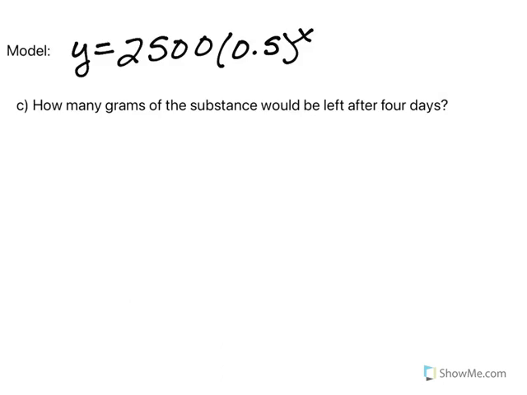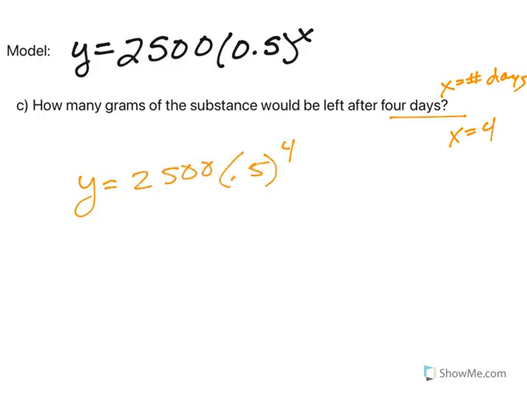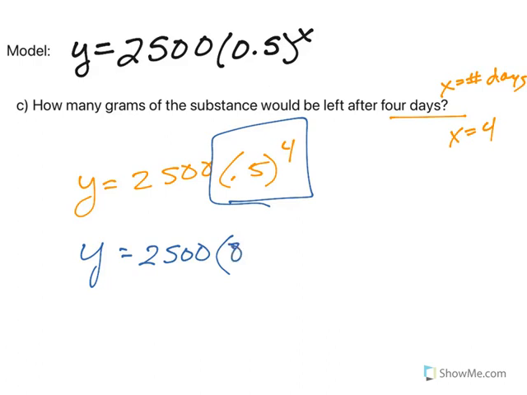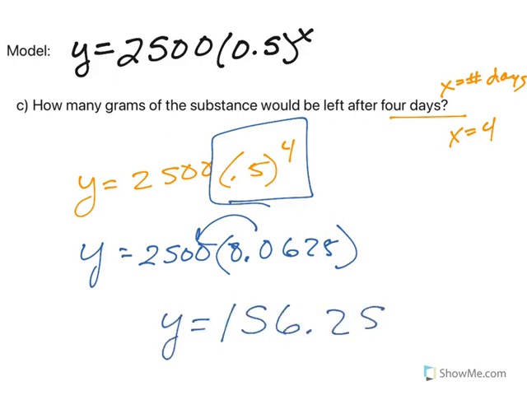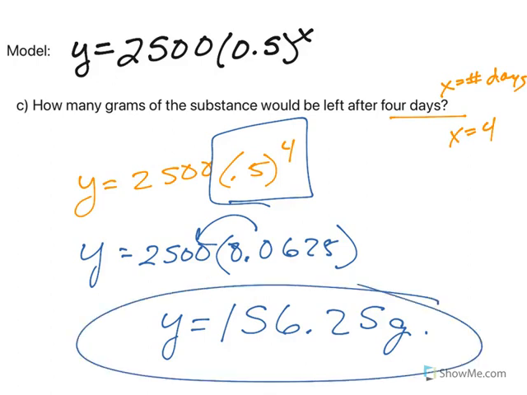How many grams of substance will be left after 4 days? Well, x represents the number of days, so we know that x equals 4. So I substitute that in. 2,500 times 0.5 raised to the 4th power. Order of operations tells me to do the exponents first. Exponents go first. So 0.5 to the 4th is 0.0625. Multiply that by the 2,500, and after 4 days, we have 156.25 grams of this substance left.